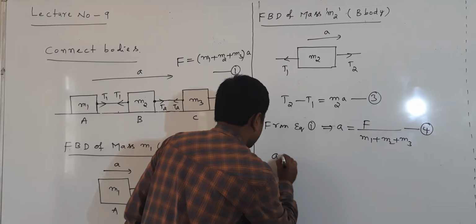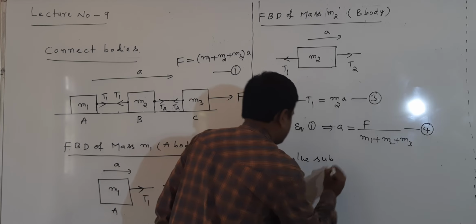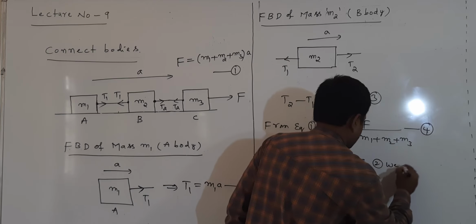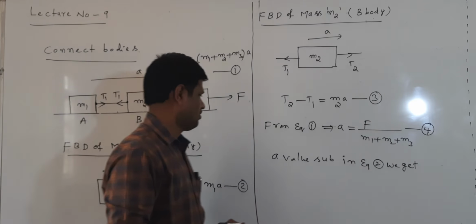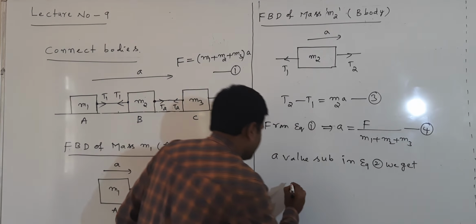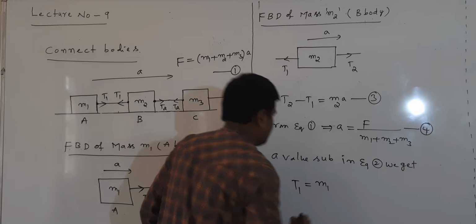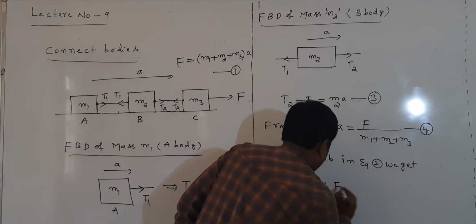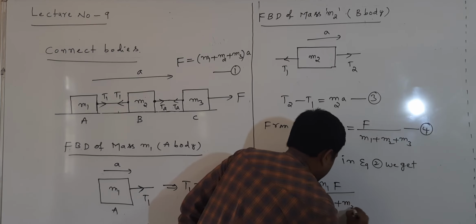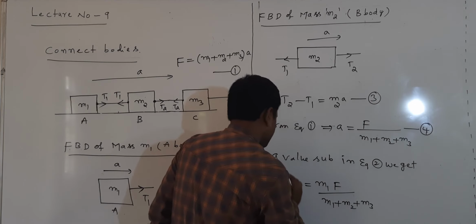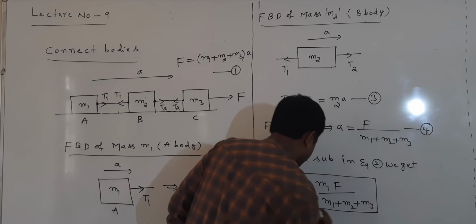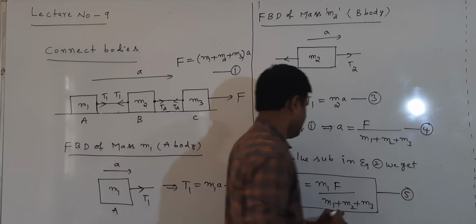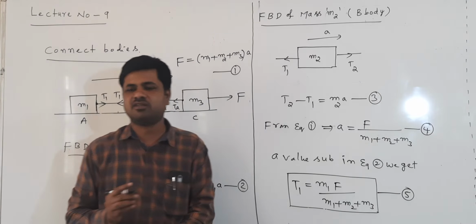Now the A value we substitute in equation 2. When the A value is substituted in equation 2, what are we getting here? Tension T1. T1 is equal to M1 into A value. What we know is that the A value is equal to F by M1 plus M2 plus M3. So tension T1 is equal to M1 F by M1 plus M2 plus M3. This is given as equation number 5. This is the tension in the first string.